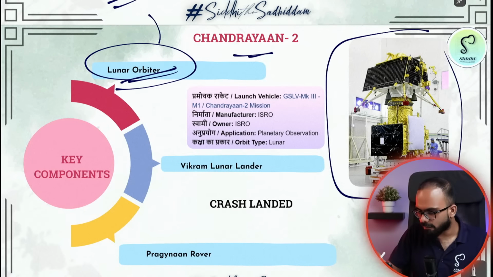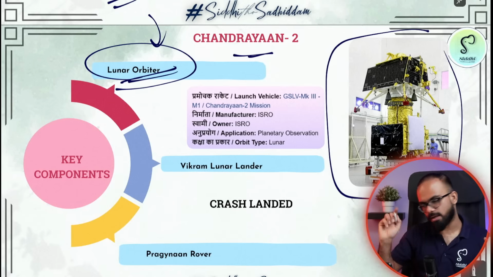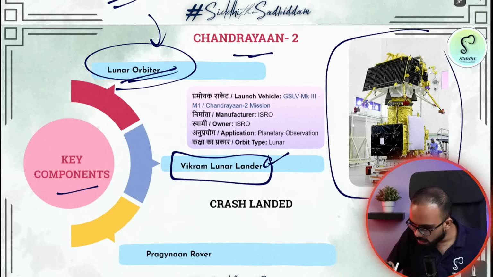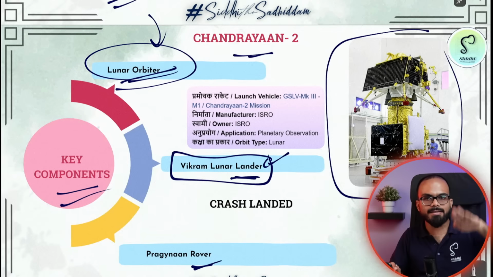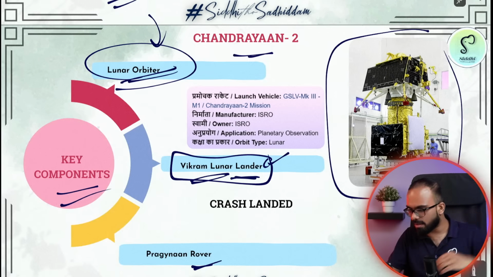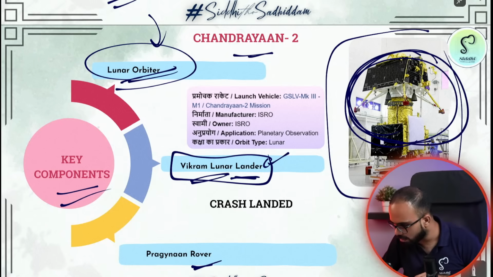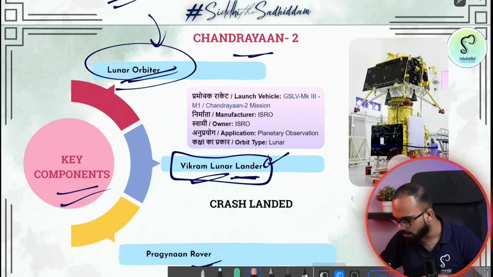Chandrayaan 2 had one lunar orbiter to go around the moon again. Two, there is a Vikram lunar lander. Chandrayaan 2's objective is to land and to move. The lander is called the Vikram lander. This is the lander. You see here, this is the lander. This is the basic module. This is the whole payload. The image is the complete payload.